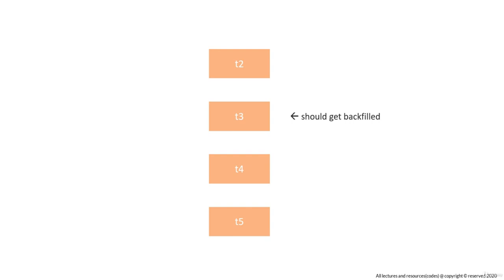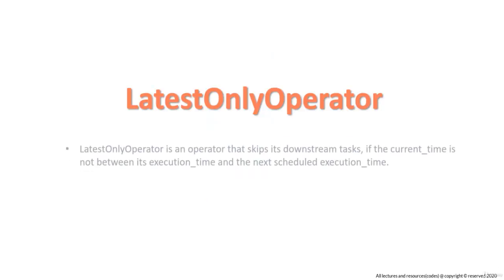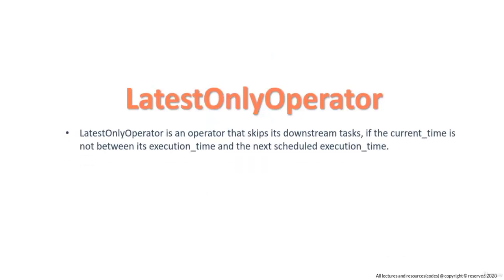Airflow has provided us with an operator called LatestOnlyOperator to help. Starting with its definition, LatestOnlyOperator is an operator that skips its downstream tasks if the current time is not between its current cycle's execution time and the next scheduled execution time. In simpler words, LatestOnlyOperator will run the downstream tasks for the most recent schedule of a DAG.